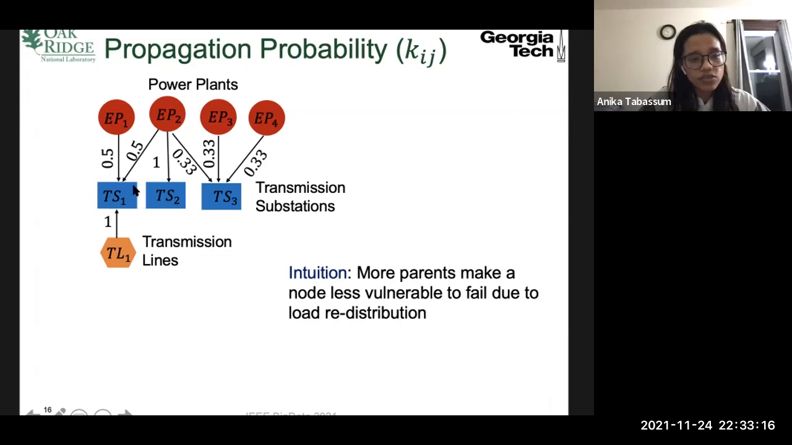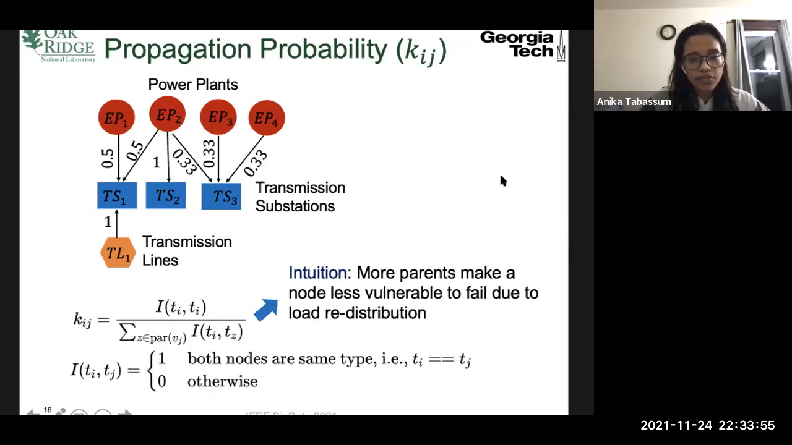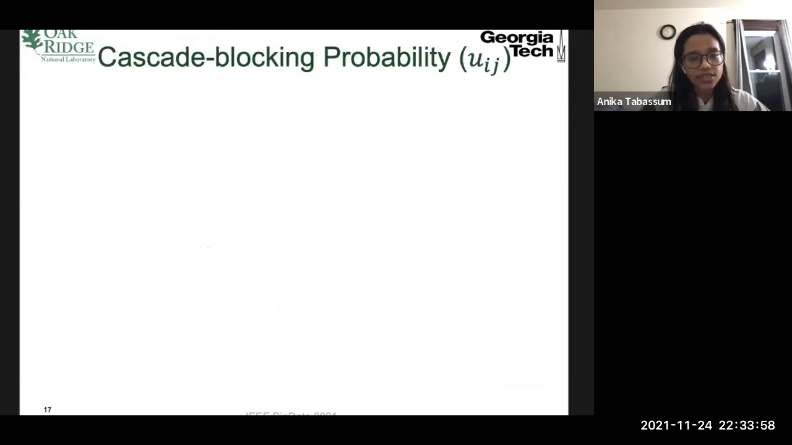The reason is that TS1 has two power plants as parents. So even if EP2 fails, it still has a chance of power supply from EP1. Hence, the propagation probability decreases to 1/2. Similarly, TS2 has only one parent, EP2, so if EP2 fails, TS2 will definitely fail, since it has no other chance to get power supply from other power plants. For TS3, since it has three parents, the propagation probability decreases to 1/3. So our K_ij model is based on the number of same-type parents that the child has.